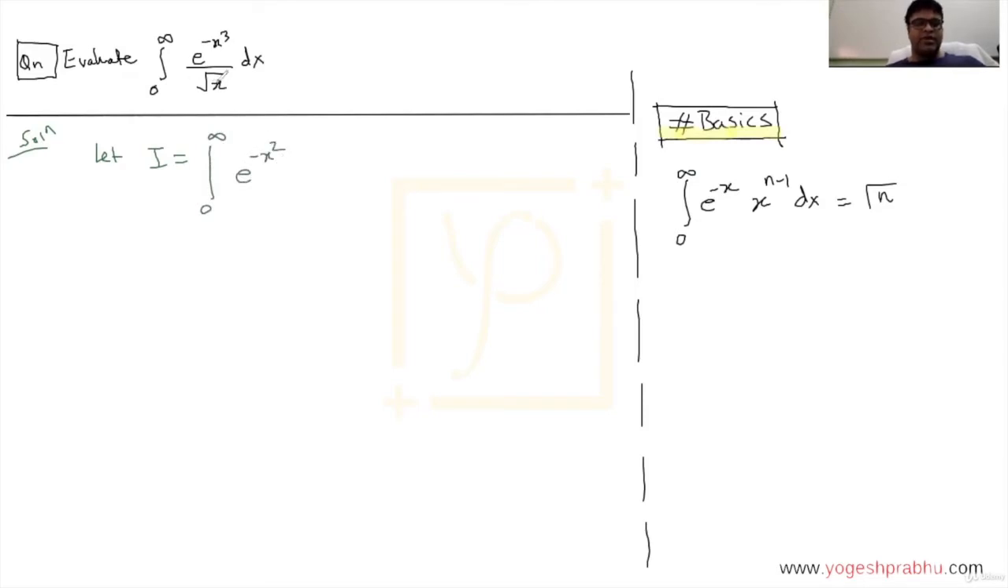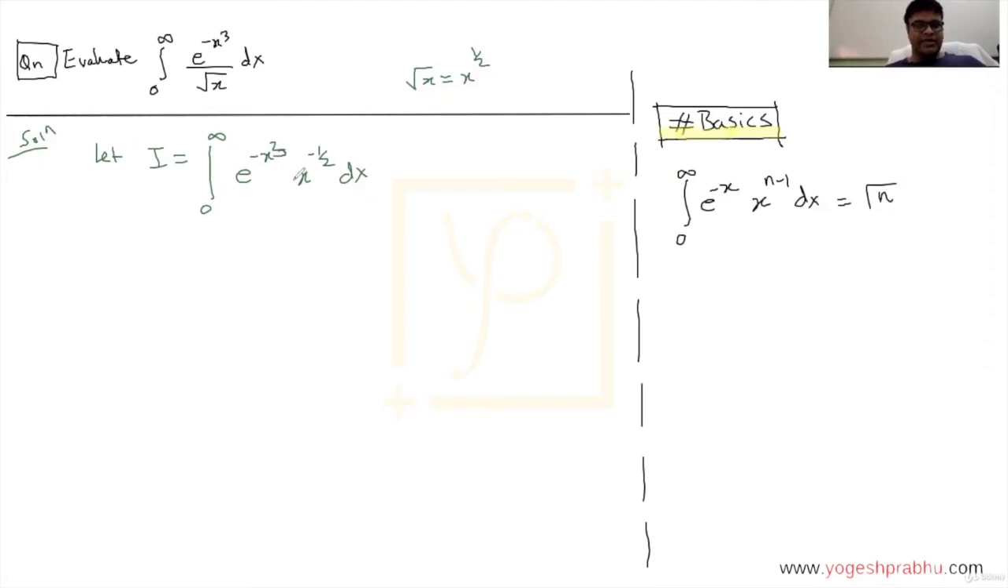Now this square root of x is in the denominator, so I'll take that in the numerator. Square root of x is nothing but x raised to half. And if that goes in the numerator, that will become x raised to negative half dx. Now that's a simplified version of the given integral. And this is x cube.